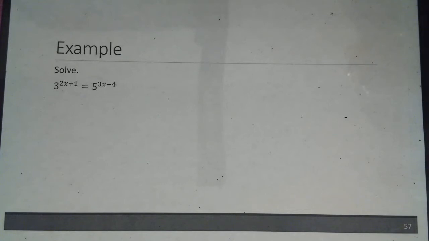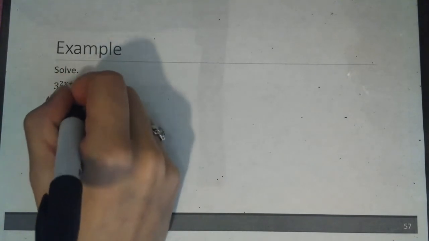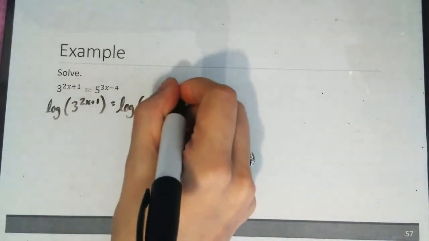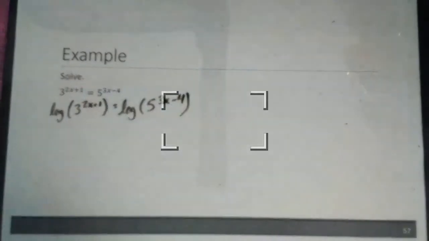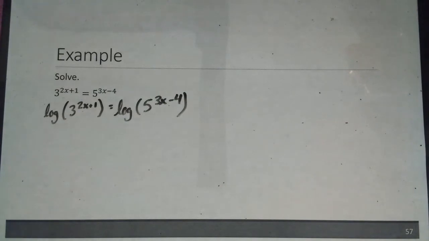That reminds me of Amanda's favorite log rule that says if I have an exponent in a logarithm, then I can bring it down front. So I'm going to use that idea. I'm going to start by taking the logarithm of both sides, just the common log. So we have the log of 3 raised to the 2x plus 1 is equal to the log of 5 raised to the 3x minus 4. So I'm allowed to do that for the same reason that I can add the same thing to both sides of an equation, I can square both sides of an equation. As long as you do the same thing to both sides, it stays equal.